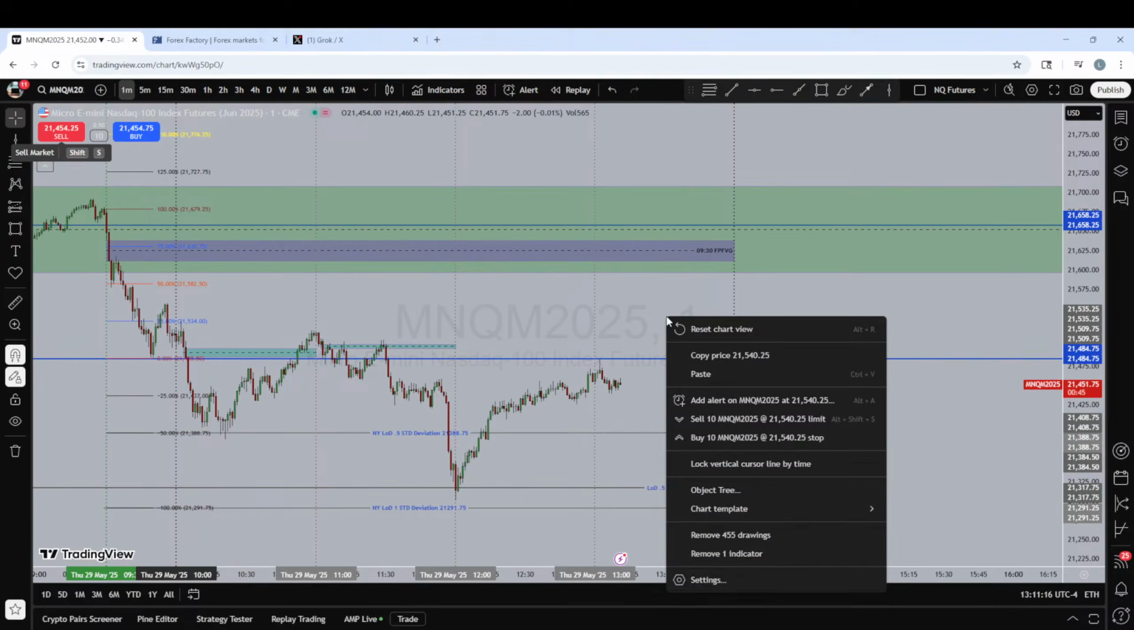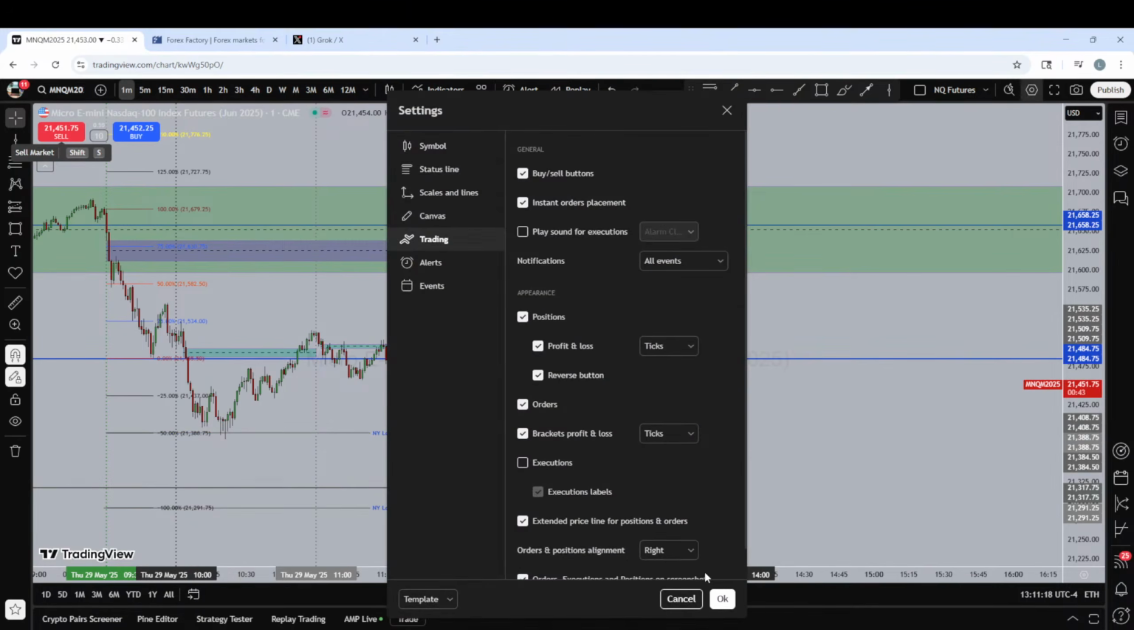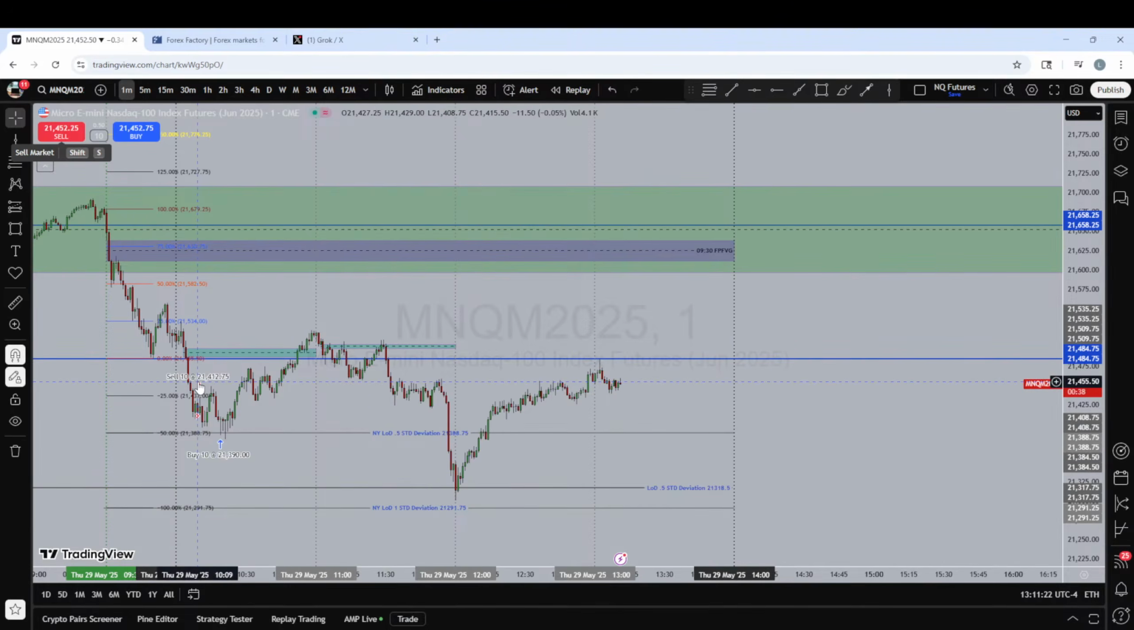Okay, now let me show you. See that? 412 was my entry, my sell, 10 micros, cover at 390. That's 22 points, 22.5 points, 0.75 points. Okay, that's about $450. That's all I need. That is all I need.